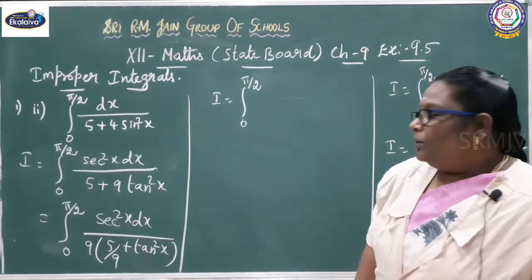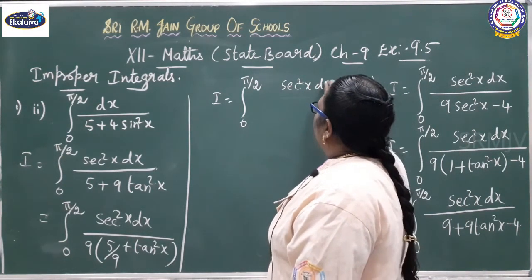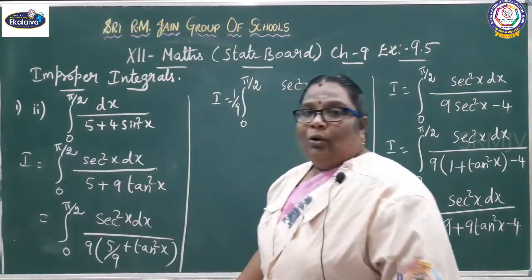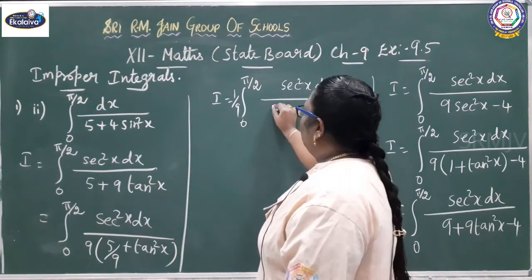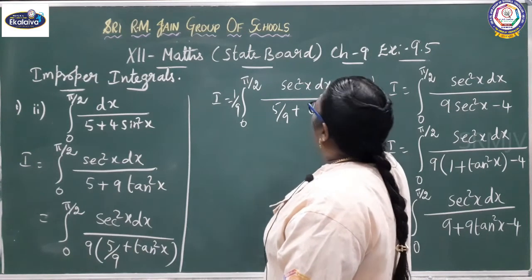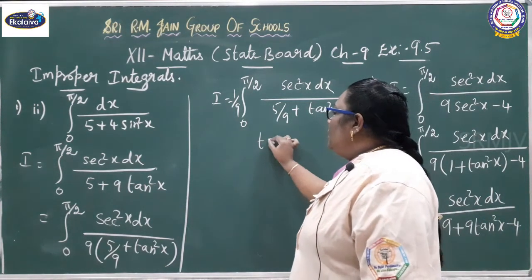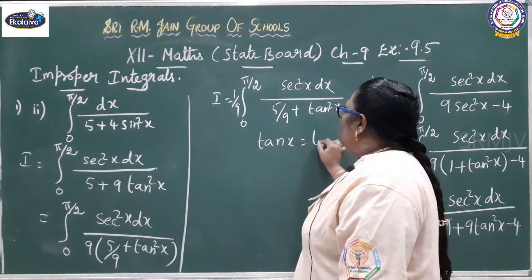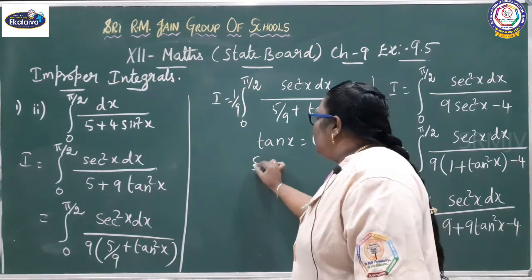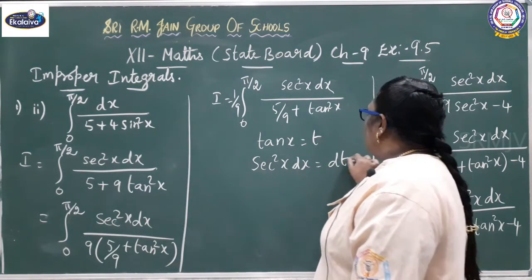So, I equal to integral 0 to pi by 2 secant square x into dx. You can take 1 by 9 out. What is the remaining value? By 5 by 9 plus tan square x. We already saw the previous sum. Tan x you can take as t. Tan x equal to t. Differentiate with respect to x on both sides: secant square x into dx equal to dt.